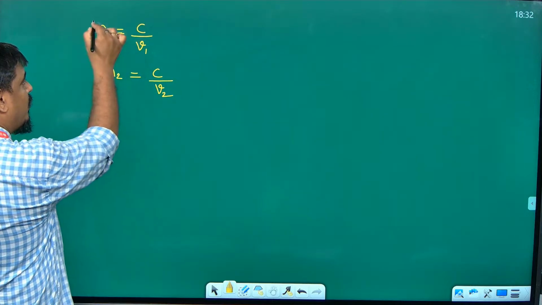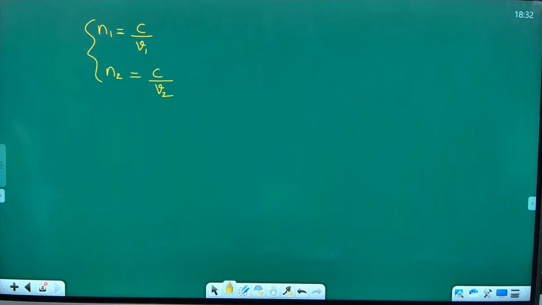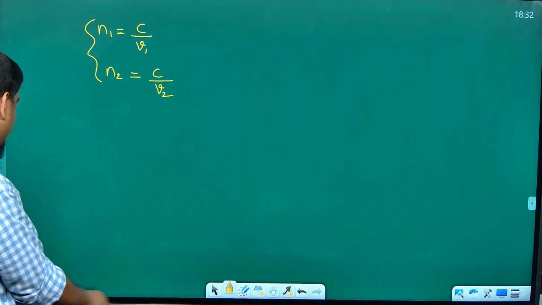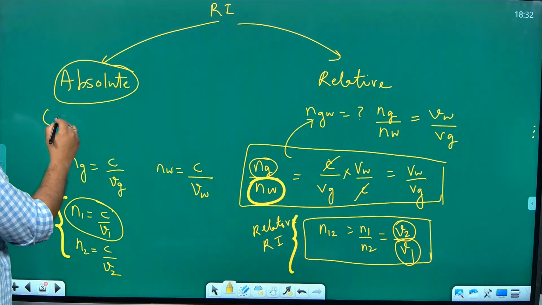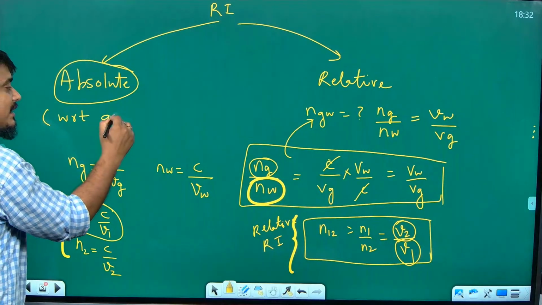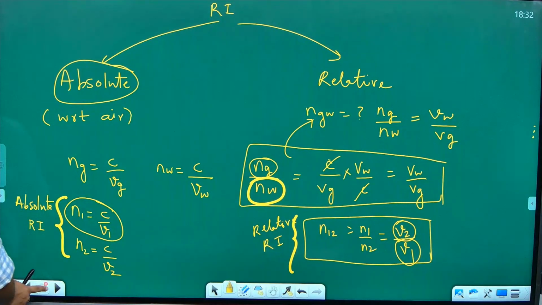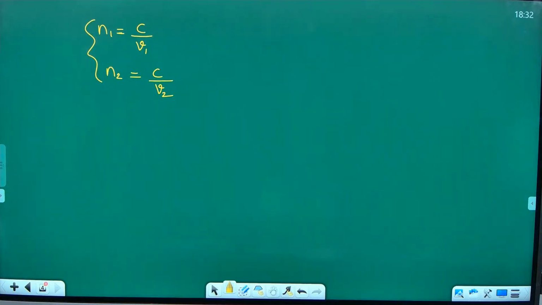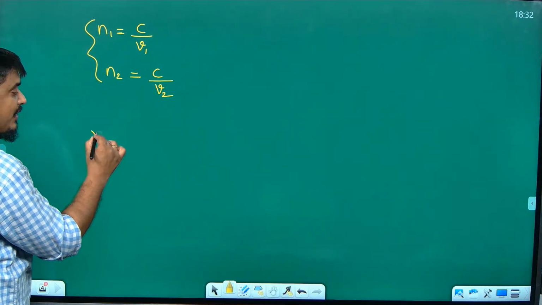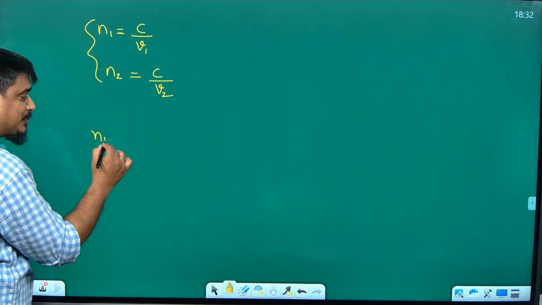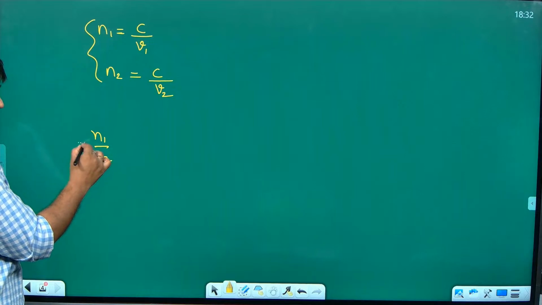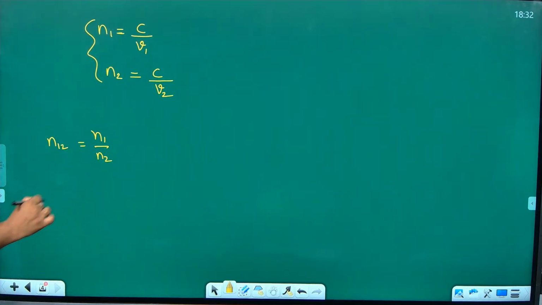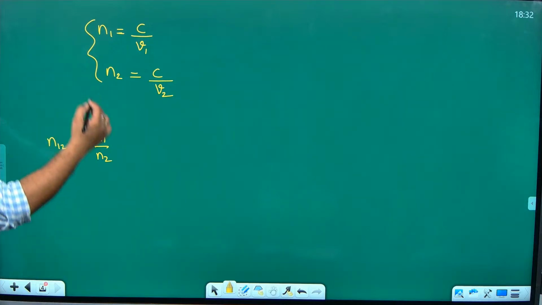Now, Sir, if this is for absolute, sir. Absolutely absolute. Why is it absolute? Because here I am comparing with respect to air. Always remember that in absolute refractive index, it is with respect to air. Always remember this. Now, if I want to write refractive index of 1 with respect to 2, I am writing N12, which is refractive index of 1 by refractive index of 2. Now I am putting this equation, Rayan.